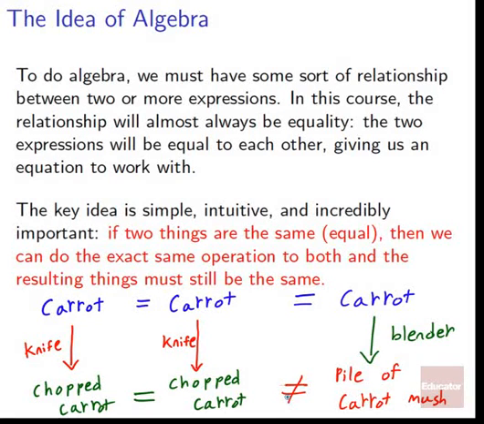So it doesn't matter that we just started with equality. We also have to do the same thing. Starting with equality is important, but if we don't do the same thing to both objects, we don't do the same thing to both sides of our equation, we wind up with totally different things. We no longer have that relationship of equality that we really want to be operating on.